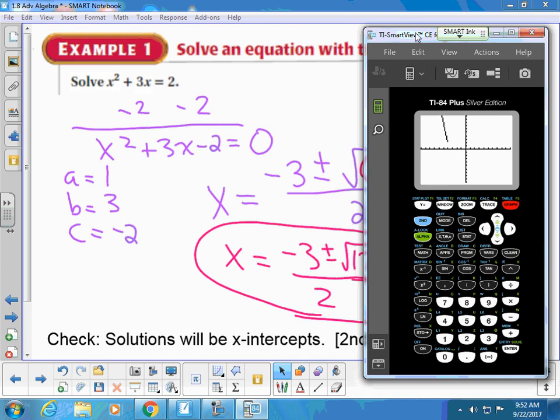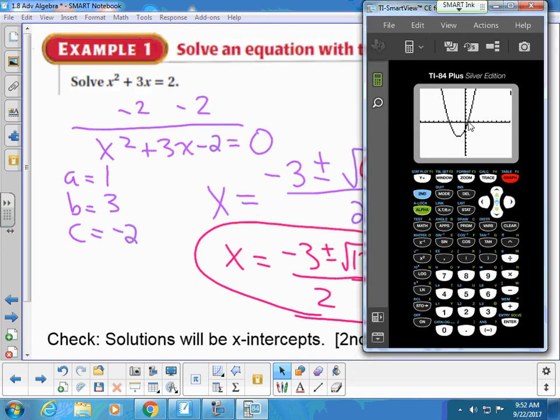Alright, we're going to hit graph, but I just wanted to show you that. This right here and this right here are the solutions. Those are the answers. So one's positive, one's negative. Alright, you can check by tracing.